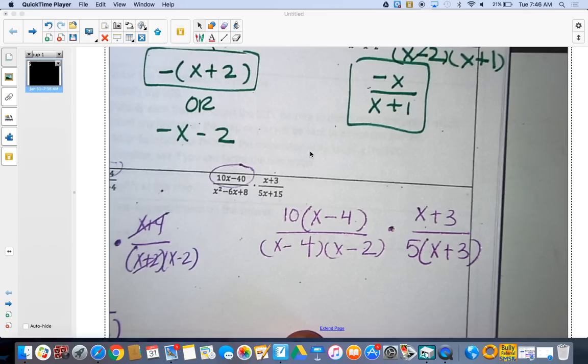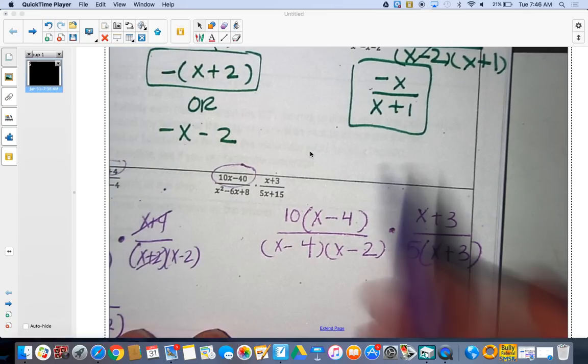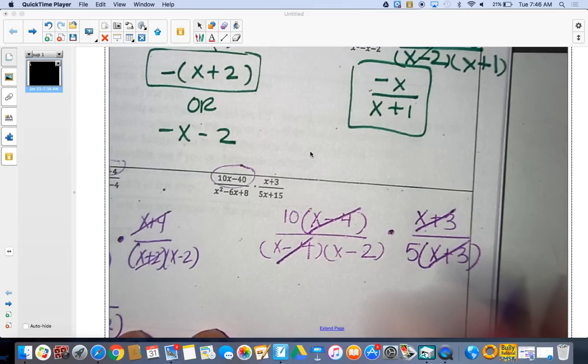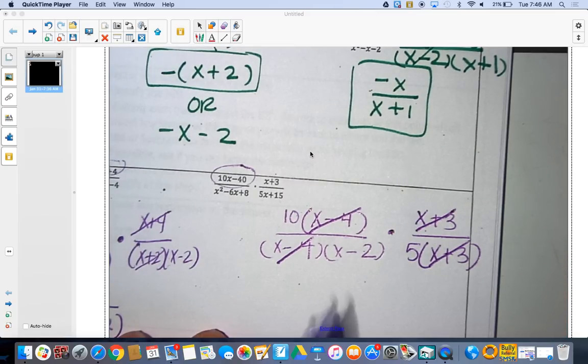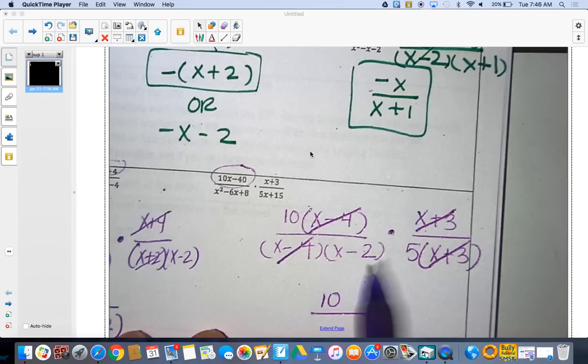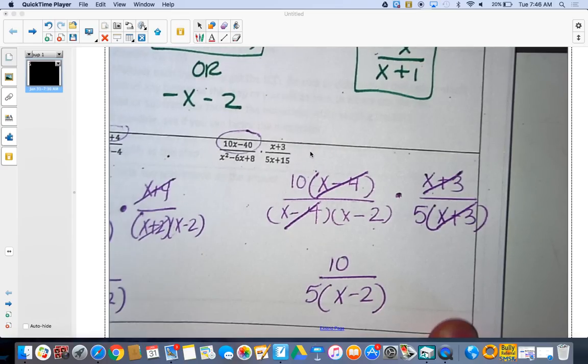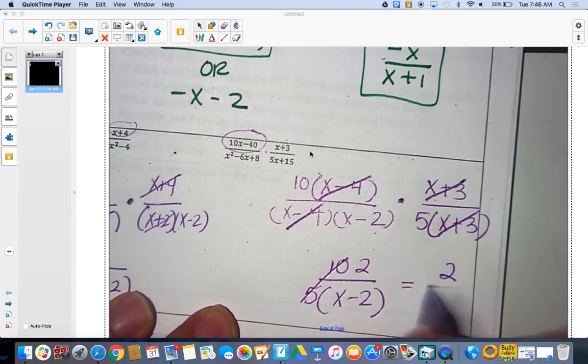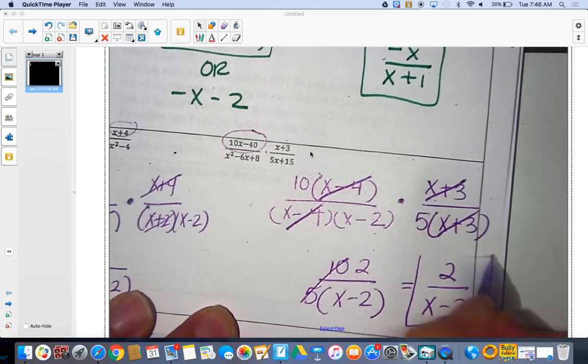And so now I go through and I cancel. So I cancel out the x minus 4. I can cancel out an x plus 3. And then now we multiply the numerators. All I have left on the top is a 10. So I'm going to bring that down. And what I have left in the bottom is x minus 2. And then I have 5. Can I simplify this any further? Yes, the 10 and the 5. 10 divided by 5 is 2. So my final answer is 2 over x minus 2.